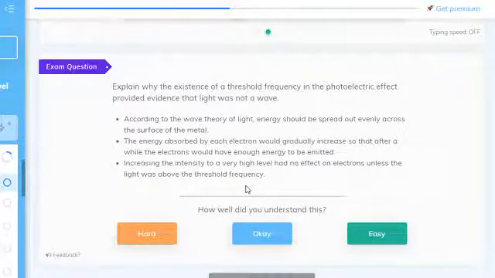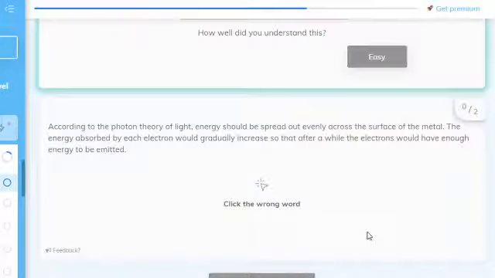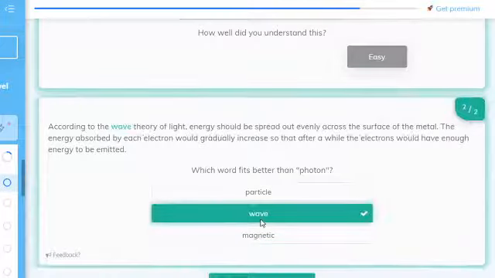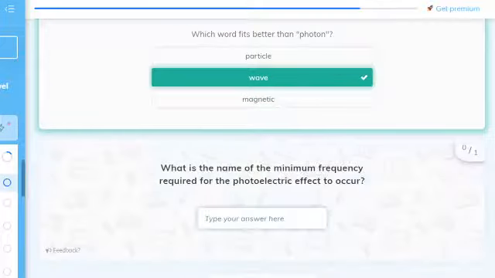This is because light should be spread out evenly across metals, but the energy is absorbed by each electron and would gradually increase. So after a while, the electrons would have enough energy to be emitted. Increasing the intensity to a very high level had no effect on the electrons, thus it's not a wave. According to the wave theory of light, energy should be spread out evenly, but it's not.